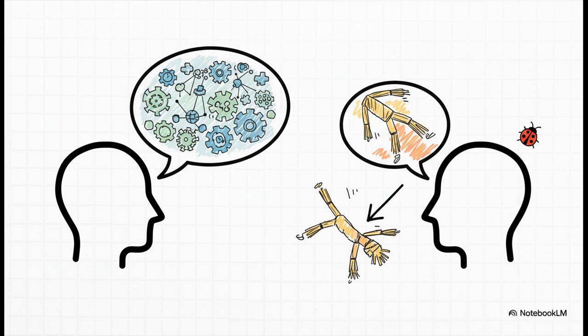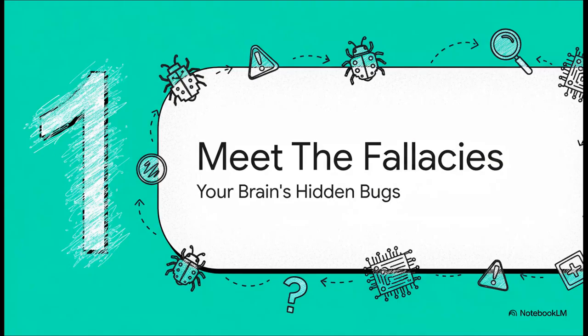And this straw man? It's just one of a whole family of hidden bugs that can mess with our reasoning, often running in the background without us even noticing. Yeah, that straw man is really just the tip of the iceberg. So for our first section, let's pull back the curtain and meet some of the most common hidden bugs in our thinking. Let's talk about logical fallacies.